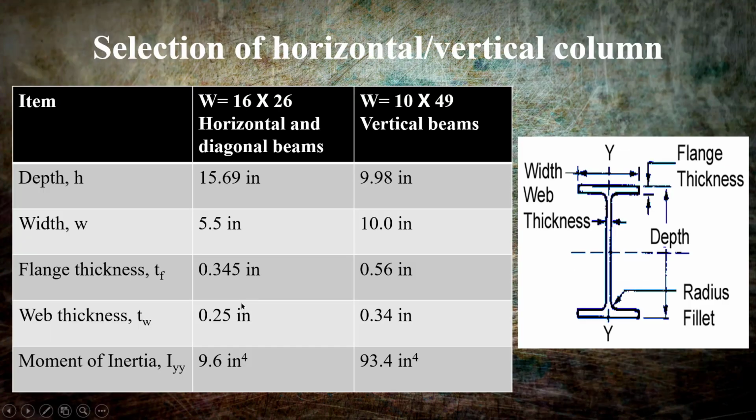So we will select the beams. Horizontal and diagonal beams are made of W16x26 beams, and the vertical beams are made of W10x49 beams. The dimensions of these beams are given in this table, and we will use these dimensions to create our geometry.